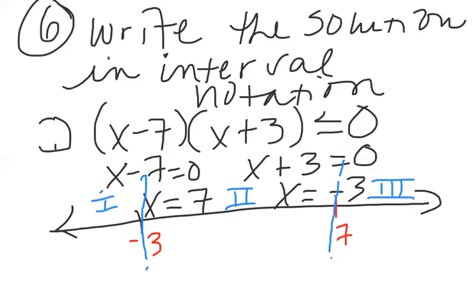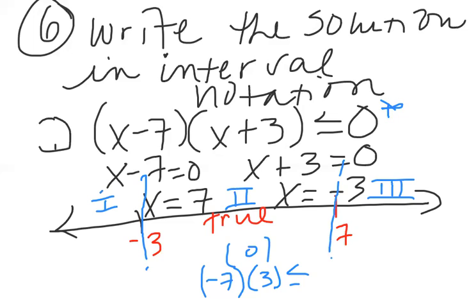And of course, you got to go ahead and test. And when testing, guys, the best value to start testing with is 0. 0 is in between negative 3 and 7. So you take the 0, go back into the original problem right here, and plug in 0 for every x. So if you plug in 0 into the first parentheses, you get negative 7. Into the second parentheses, you get 3. So you're multiplying a negative times a positive, which is going to give you a negative. So that means that this region in the middle, guys, it's true. That means every single value between negative 3 and 7 will make this problem true, okay?